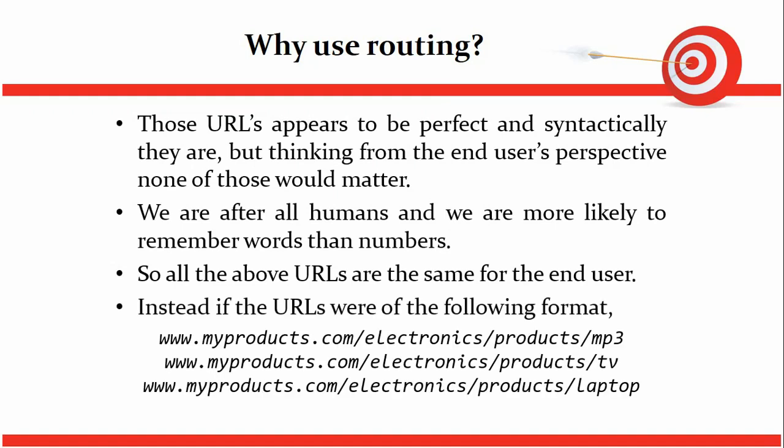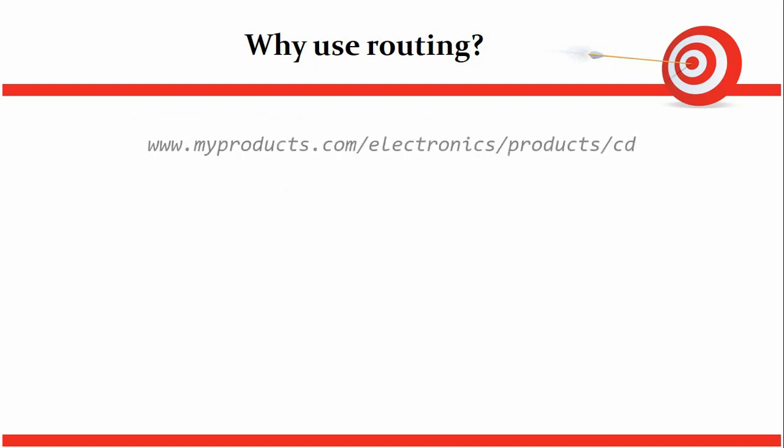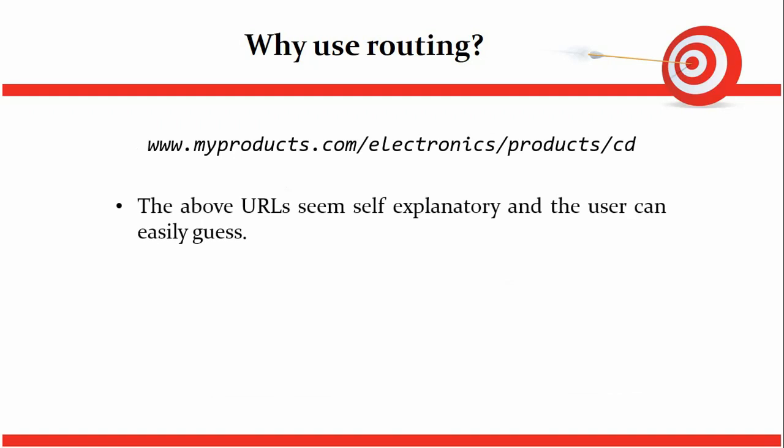So instead of that, if you just kept it like this, electronics/products/mp3, this is clearer than understanding electronics.aspx where category is equal to 8. Your system will understand that, but the user will not understand what that URL means. Here this makes more sense. This URL is a little more understandable, also searchable, and I can easily understand what I'm looking for in that URL. It seems self-explanatory and the user can easily guess.